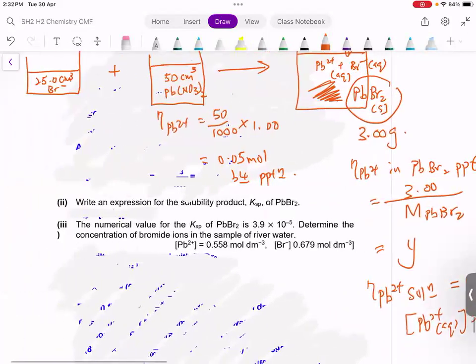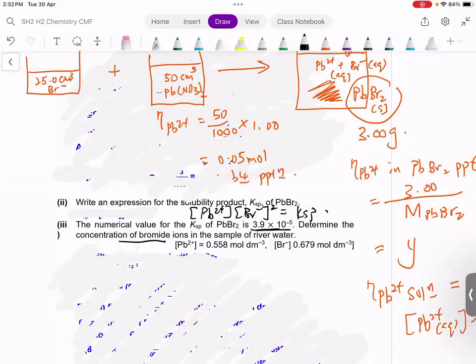Don't need, no, the next part. Right, the Ksp expression. So this one should be quite straightforward, right? The Ksp expression will be the concentration of lead 2 plus times the concentration of bromide squared. Then you are given the numerical value, determine the concentration of bromide in the river water. When you say expression, we don't need to find the numerical value. No need, because it's given in the next part. So are you able to calculate?